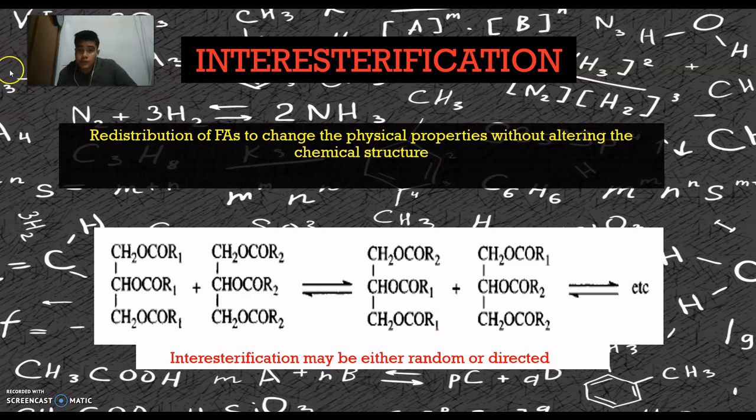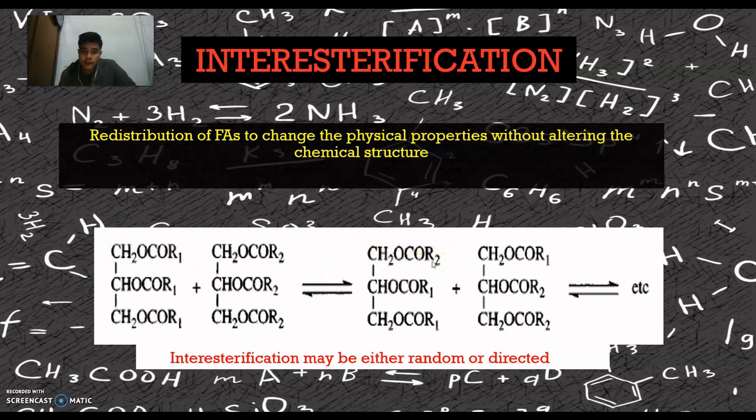Okay, so what is interesterification? It is the redistribution of fatty acids to change the physical properties without altering the chemical structure. Okay, as we can see from this diagram, these are 2 molecules of glycerides here. Okay, and then they combine to react, and after the interesterification process, the positions of the fatty acids become interchanged between one and another. Okay, you see this is number 1, suddenly it becomes 2 after the process.